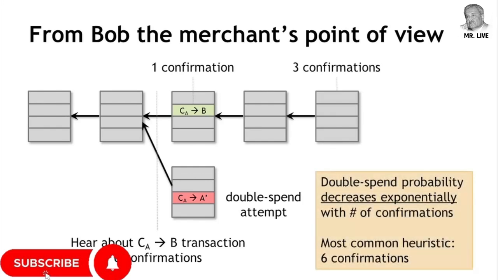In general, the double spend probability decreases exponentially with the number of confirmations. So if the transaction you're interested in has received k confirmations, then the probability that this other transaction is going to end up on the long-term consensus chain goes down exponentially as a function of k. And the most common heuristic that's used in the Bitcoin ecosystem is that you wait for 6 confirmations. There is nothing really special about the number 6.